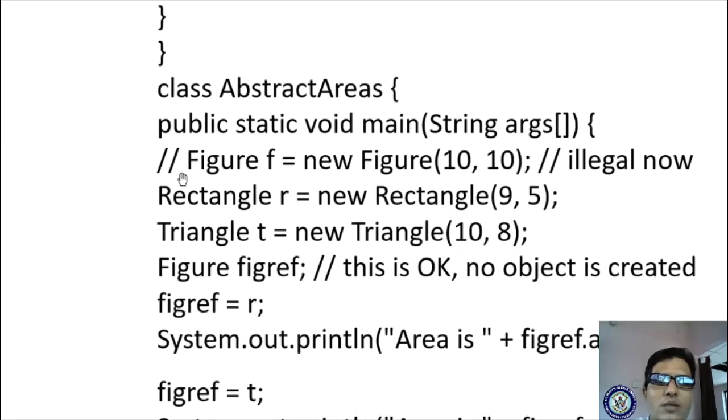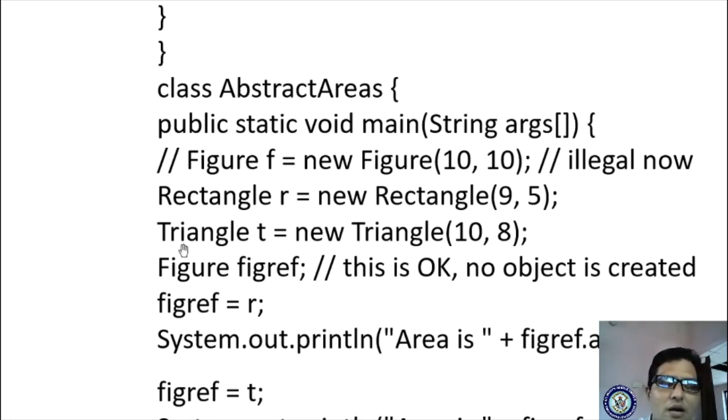Now please observe here: creating an object for the figure class f is illegal. Why? For abstract classes you can't directly create an object, hence it is illegal. That is why we have placed it in a comment line. For the rectangle class you are creating the object.